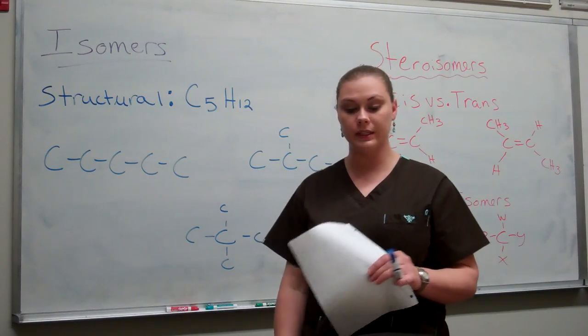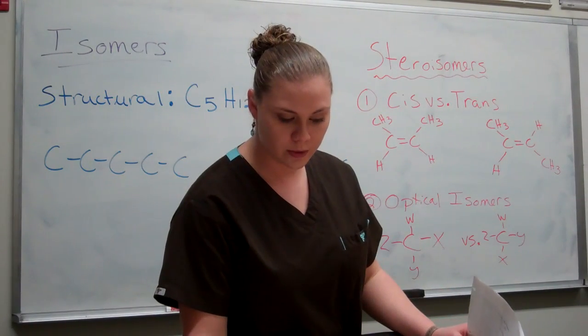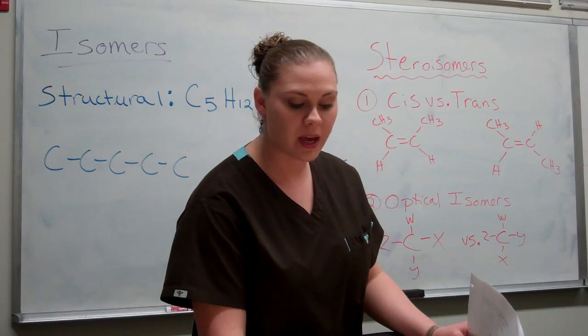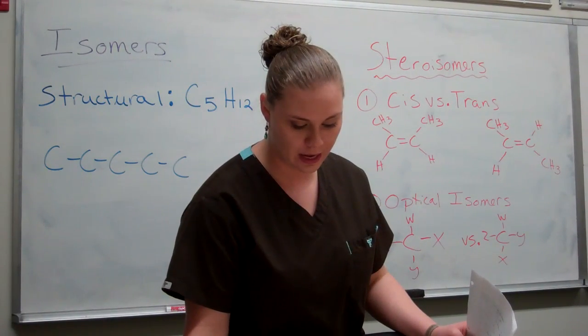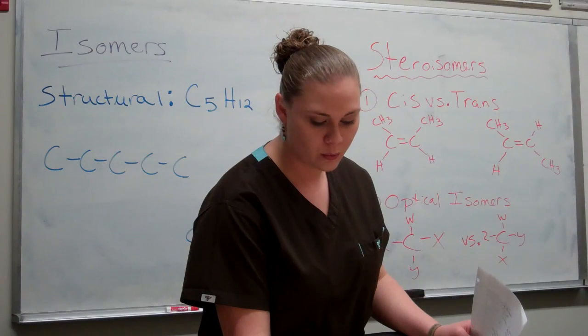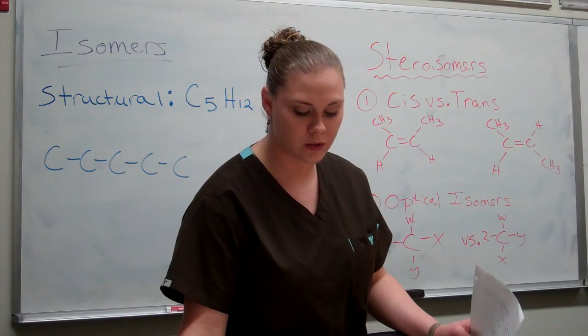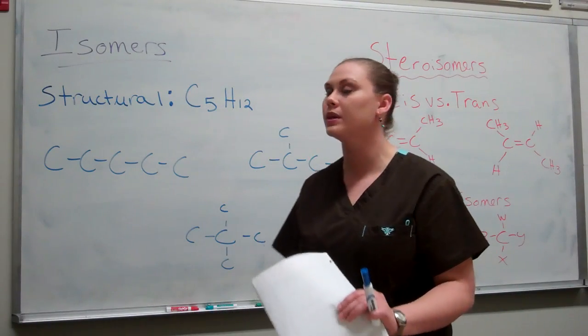Continuing in chapter 10, we're going to be doing page 328 and going through page 332 right now. We're going to skip over section 10.3 cycloalkanes. We'll come back to those. We're going to go over isomers right now.